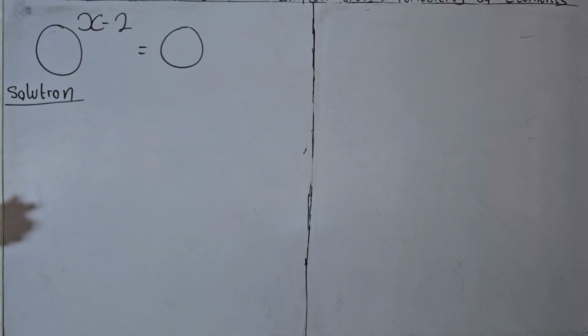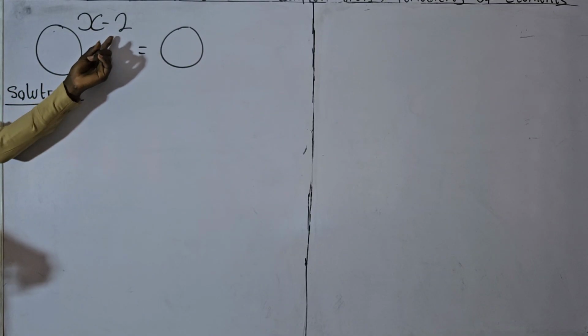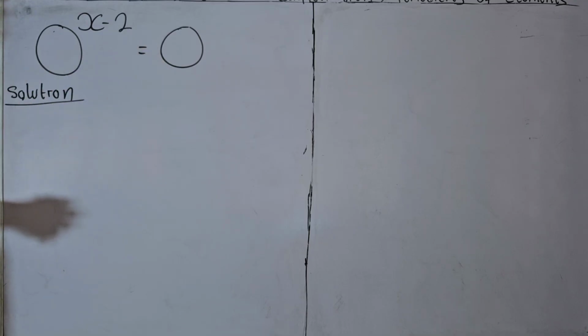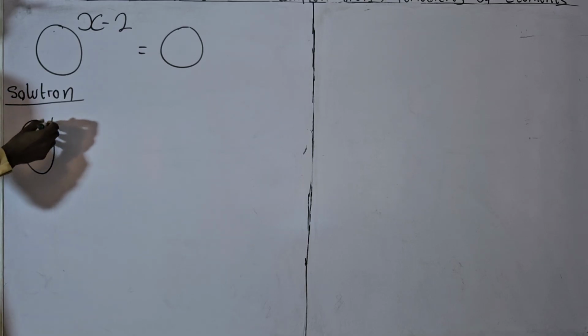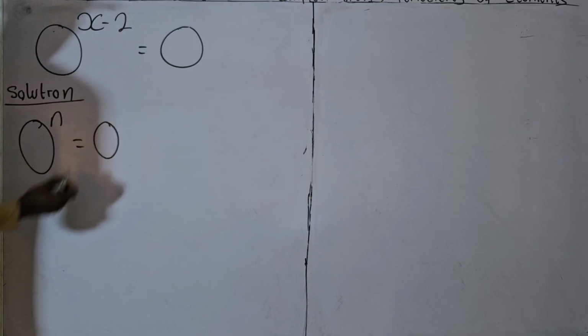Today, we have an interesting equation on the board. 0 raised to the power of x minus 2 equals 0. Is there any solution for this equation? Let us check. If we use the fact that 0 raised to the power of anything will give us 0.